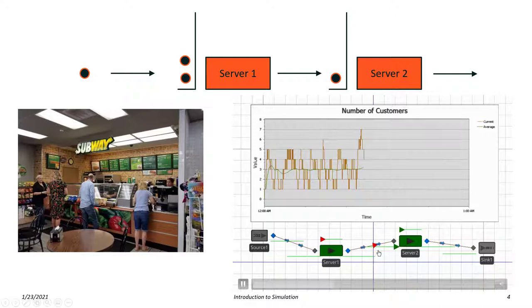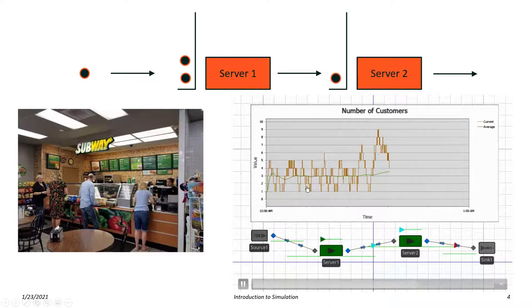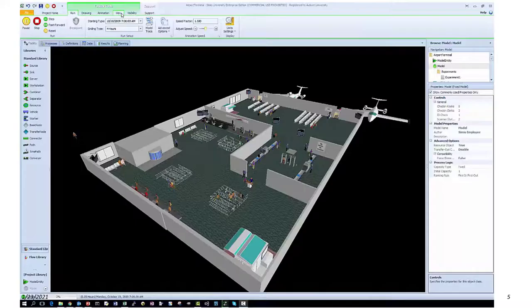As the simulation runs, we're tracking, in this case, two statistics with respect to the system. I'm tracking the gold line, which is the instantaneous number of customers in the system, and the green line, which is the running average number of customers in the system. Of course, in the simulation I would be tracking many more statistics, much more information about the system that we're modeling. But the key thing here is that I've created an abstraction of my Subway restaurant into my tandem queuing model.